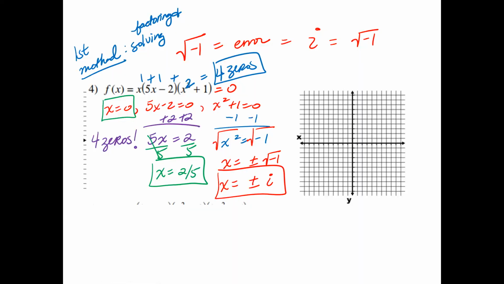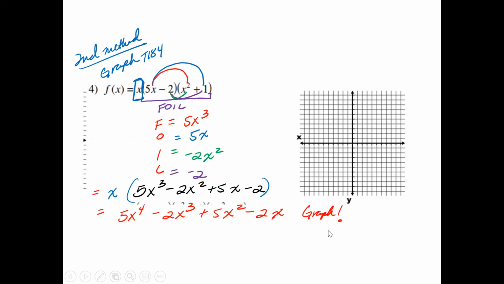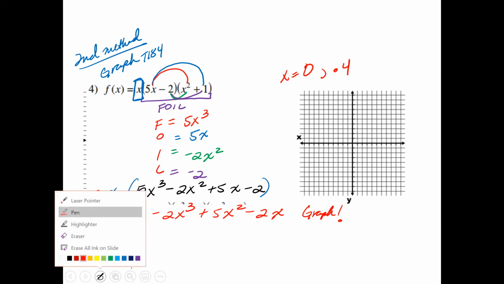So then you're like, well, but it says 4 zeros. What about the plus and minus i? i stands for imaginary number. It doesn't exist on your graph, so of course you won't have that. On this graph right here, you know you have 2 imaginary zeros, but you have 2 real zeros: 0 and 0.4.